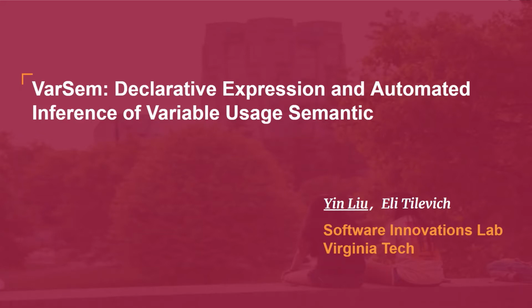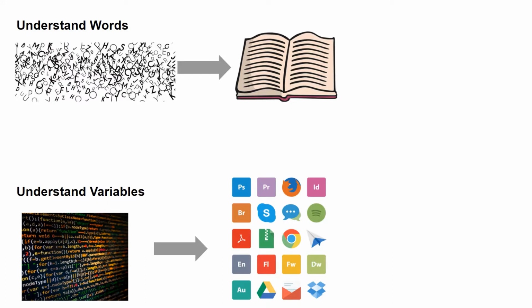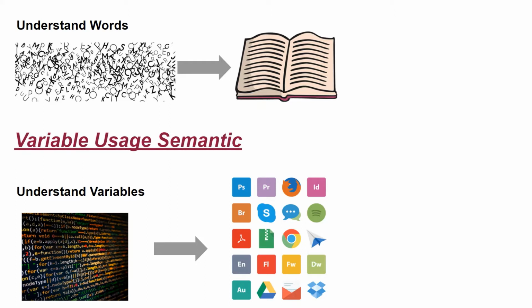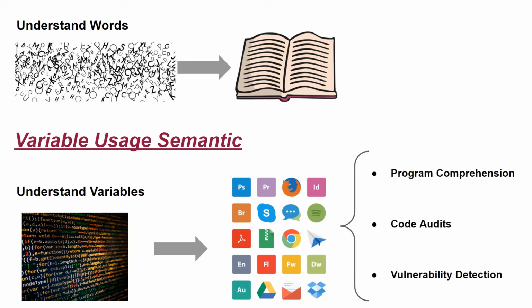So what is variable usage semantic? As everyone knows, if we want to understand a book, we need to first understand its words. Similarly, if we want to understand a project, we need to understand its variables. How are they used and what do they mean? We call this variable usage semantic. Understanding variable usage semantic can help software engineering and security domains, such as program comprehension, code audit, and vulnerability detection.